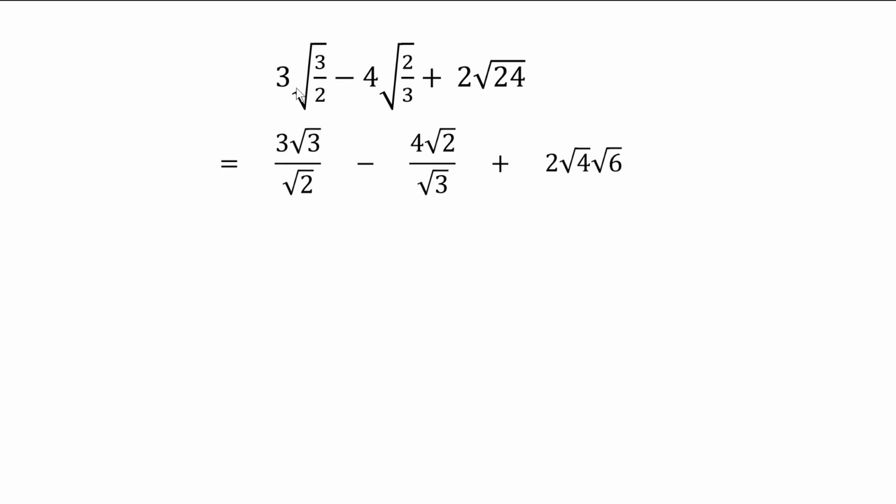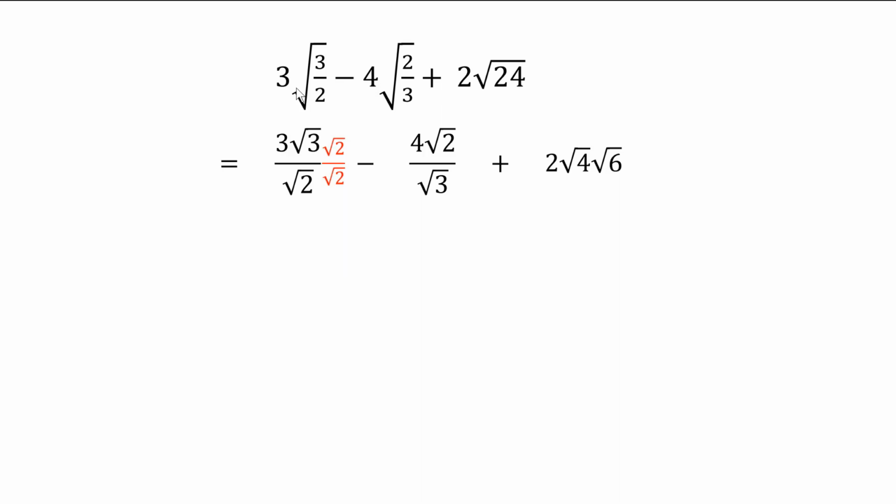You'd have 3 square root of 3 over square root of 2 minus 4 square root of 2 over square root of 3 plus, and then just to get rid of that perfect square that's in the square root of 24, you can change that to 2 square root of 4 times the square root of 6. And so here you'll rationalize that denominator by multiplying the top and the bottom by the square root of 2.